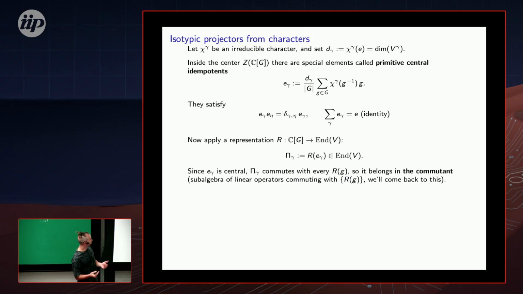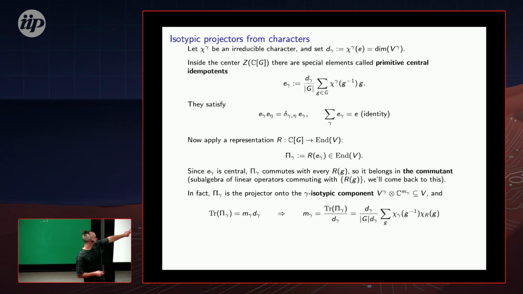If we now send this group algebra element through the representation, we get this thing I'm calling pi gamma, which is a projector. It's a linear operator that squares to itself, and its trace will be the dimension of the whole. So it's a projector into the whole isotypic component containing all copies of the same irrep gamma in V. That's the claim.